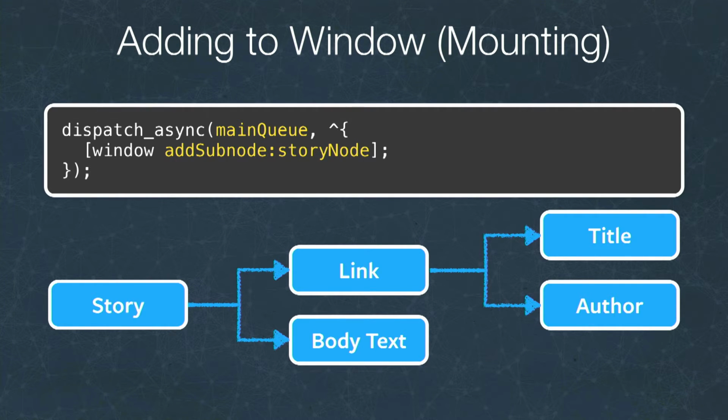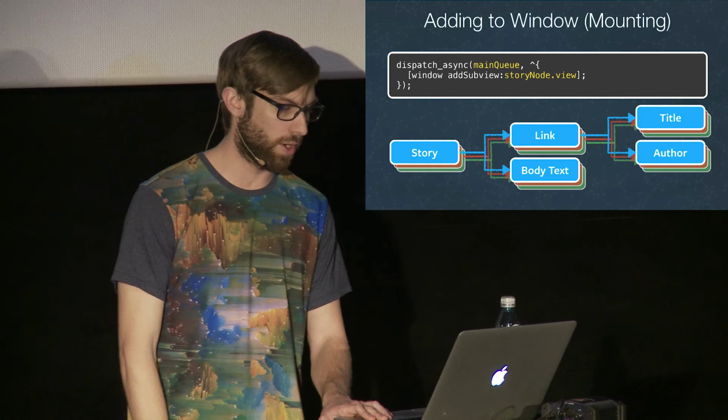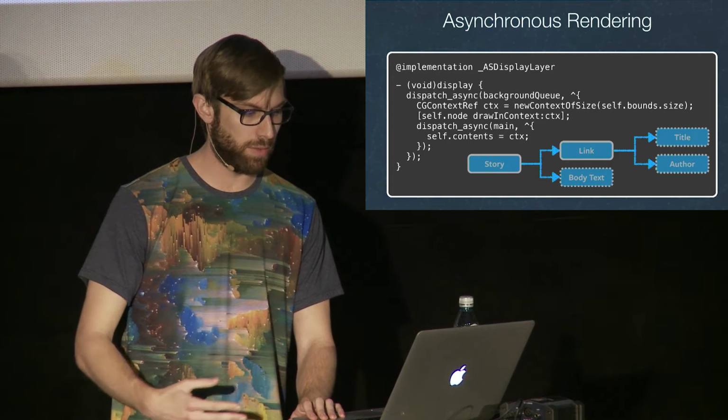One way to refer to this is mounting. Going back here, you can use this method addSubnode even on UIView or UIWindow objects. This is exactly equivalent to addSubview with accessing the view property of a node. And so at this point, you'll recognize we're accessing the view property. So what that does is fill out the backing objects of the node hierarchy. And at this point, we look at rendering.